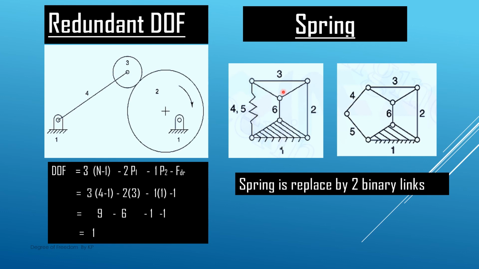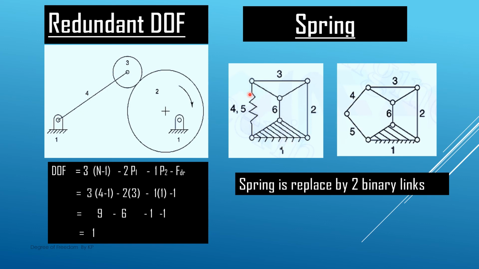So the spring can be replaced with linkages. Here we see a mechanism having 1, 2, 3, 4, 5 and 6, suppose 6 linkages are there. 4, 5 is a single link, so we can count the total linkages as 5. But this spring is there, so first of all we have to replace the spring. The spring is replaced by 2 binary links.